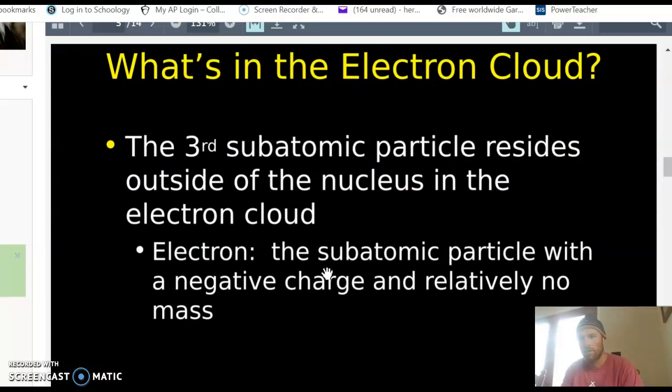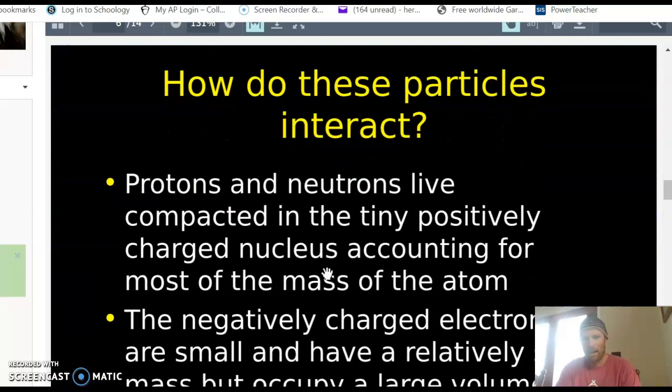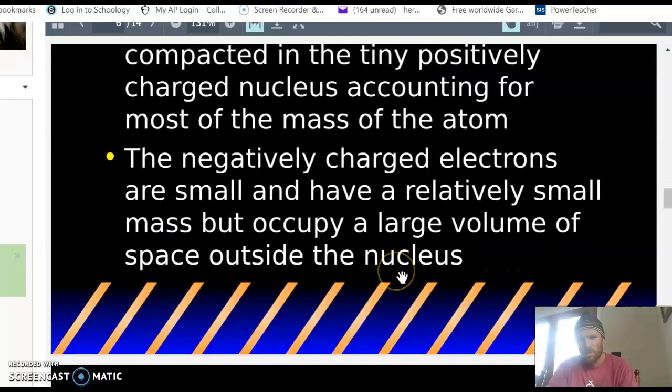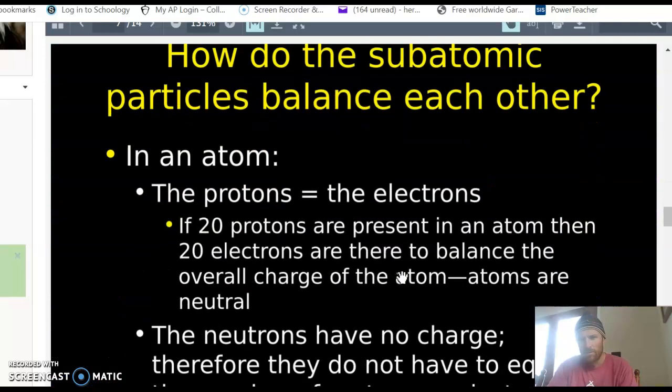In the electron cloud, obviously the electrons exist here, and electrons have a negative electric charge. Relatively no mass. They do have a tiny bit of mass, but it's almost insignificant. So how do these particles interact? Well, protons and neutrons are compacted in this positively charged nucleus, and the negative electrons are small and they sort of orbit or circle around the nucleus.